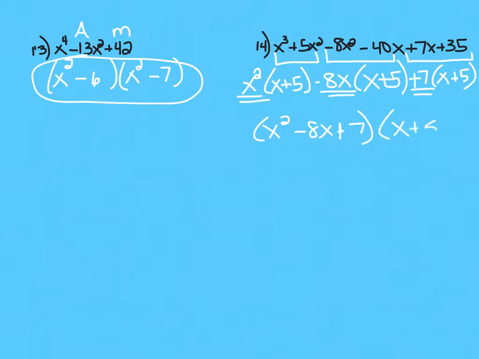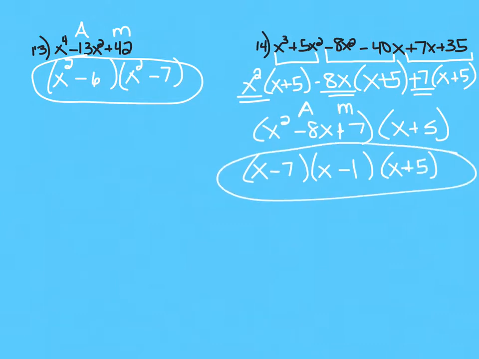Now we want to say, can I factor further? This is a trinomial, and the leading coefficient is a 1. So we would set up 2 sets of parentheses, and since we have an x squared right here, I'm going to put an x in the first spot in each parenthesis, and as long as I can come up with 2 numbers that add to negative 8 and multiply to positive 7, we can factor further, and we do. We have a negative 7 and a negative 1. And then just bring down the x plus 5. Okay, and that is our final answer.